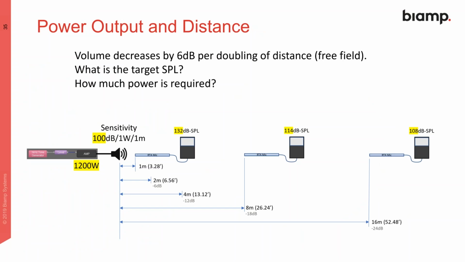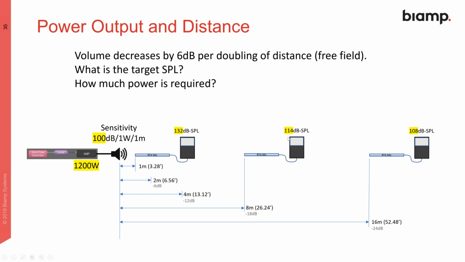So let's put an RTA, an SPL meter, out in front of it, and we'll power up a little horn driver. It's got a sensitivity of 100 dB at 1 watt, 1 meter. We'll power it off a 1200 watt amp. At 1 meter, we're going to hear 132 dB SPL. If we go 2 meters away, we're going to be down 6 dB. 4 meters away will be another 6 dB, so we'll be down 12. Double it again, another 6 dB at 8 meters, so we're minus 18 at 8 meters.